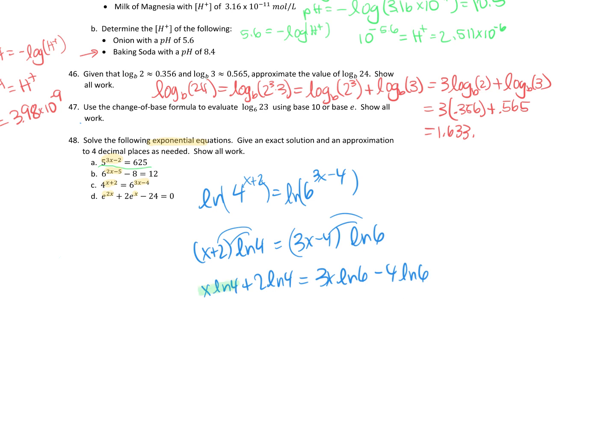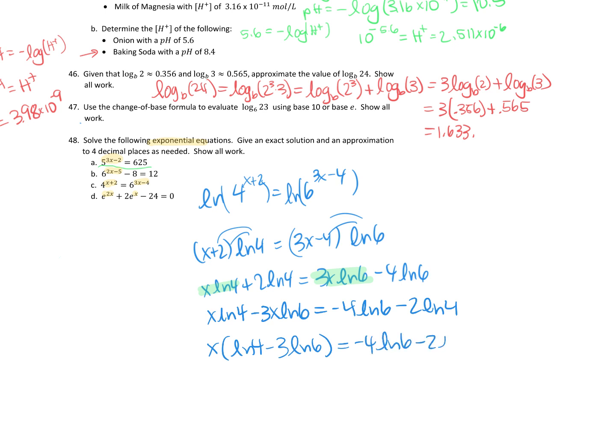Now I want to solve for the x. So I'm going to highlight the terms that have x in it. I want to add and subtract to get those on one side, and add and subtract to get the ones that don't have x onto the other side. So I have x natural log 4 minus 3x natural log 6 is equal to negative 4 natural log 6 minus 2 natural log 4. And so then I can factor the x out. x times natural log 4 minus 3 natural log 6 equals negative 4 natural log 6 minus 2 natural log 4. And I can divide that over.